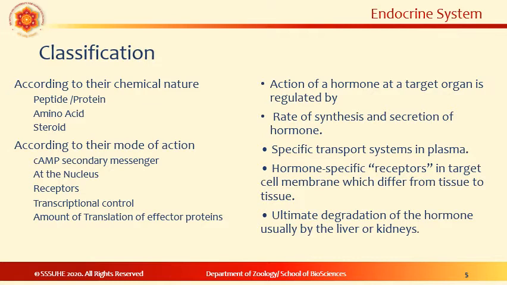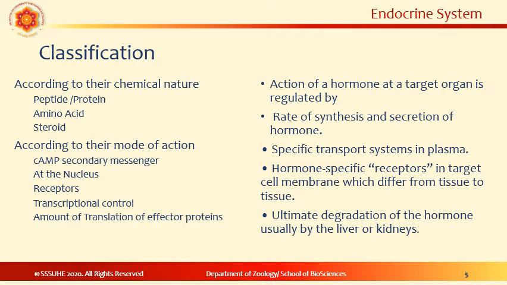Hormones can be classified according to their chemical nature and according to their mode of action. According to their chemical nature, they could be a protein or peptide hormone, an amino acid derivative, or a steroid hormone. According to their mode of action, they can act through the secondary messenger cyclic AMP, or they can travel to the nucleus and affect nuclear transcription, or they can act by binding to receptors or at the translational level.